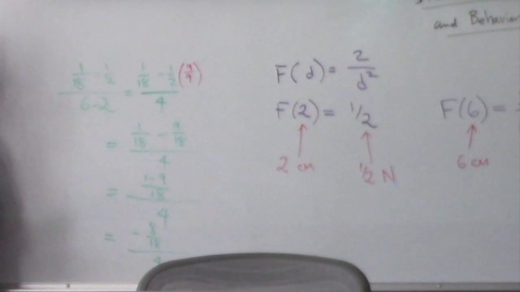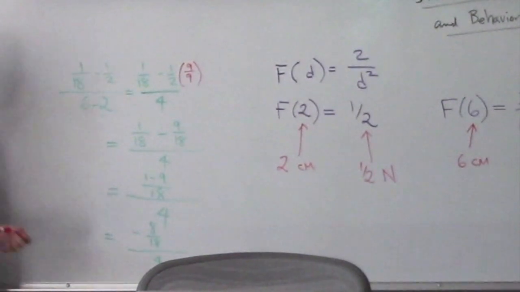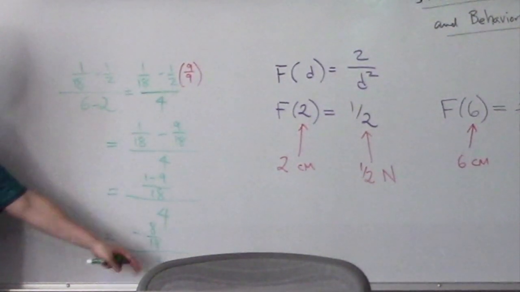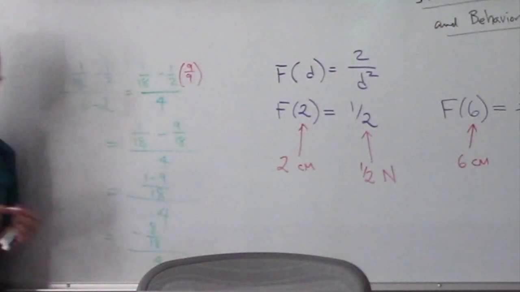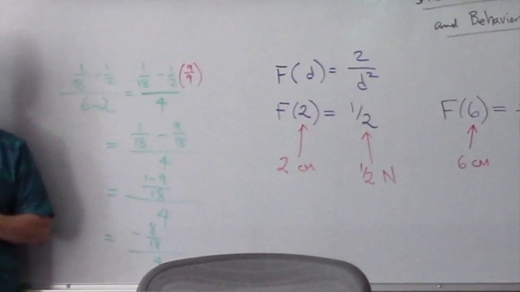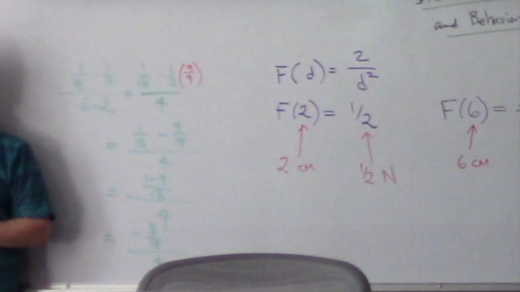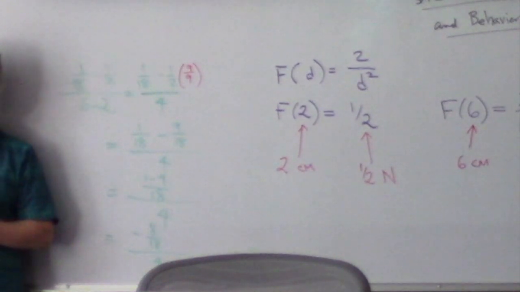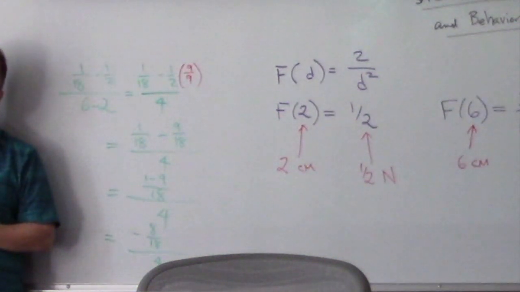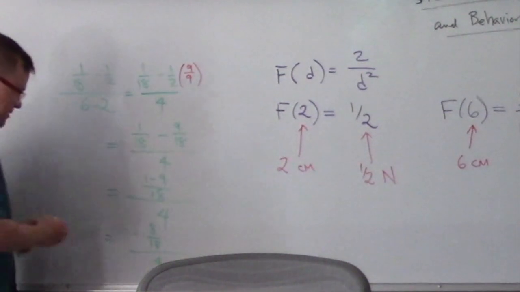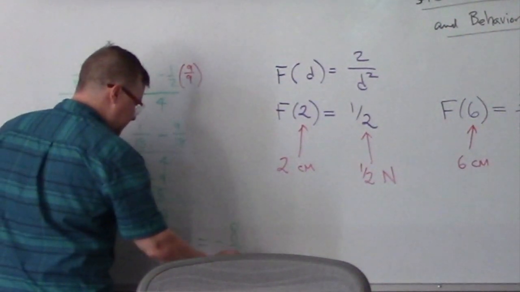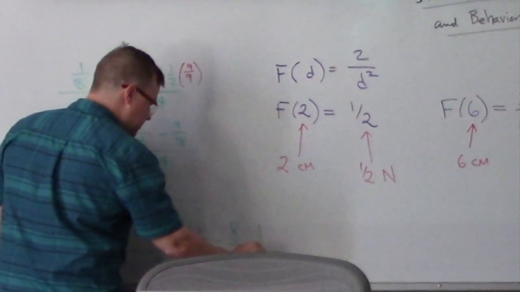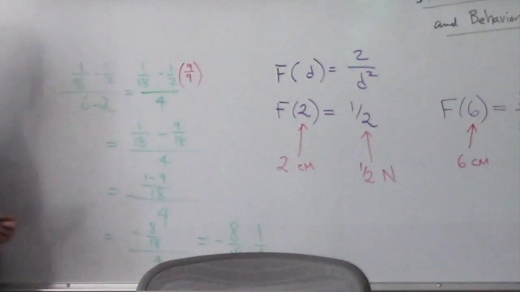So it's worth noticing that the division by 4 is, one could say, like you're dividing by the fraction 4/1. And division by 4/1 is the same thing as multiplication by 1/4. So this is the same thing as -8/18 times 1/4.